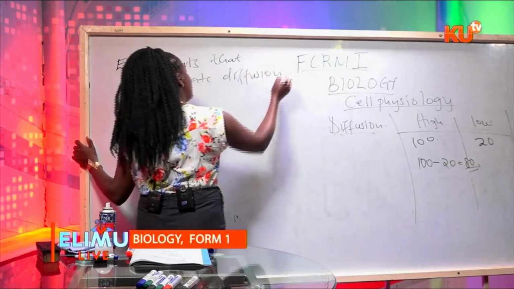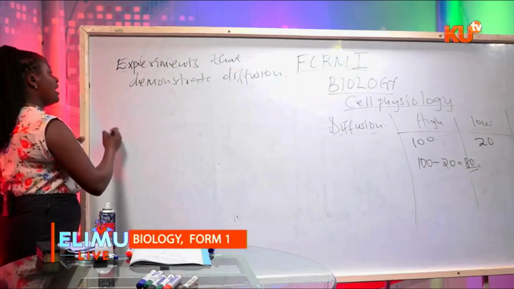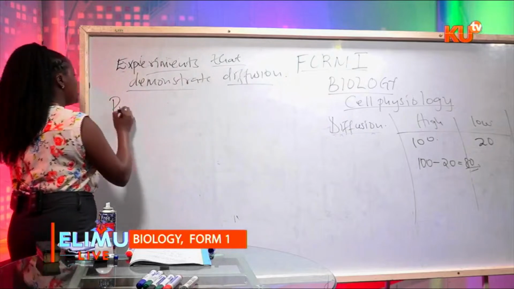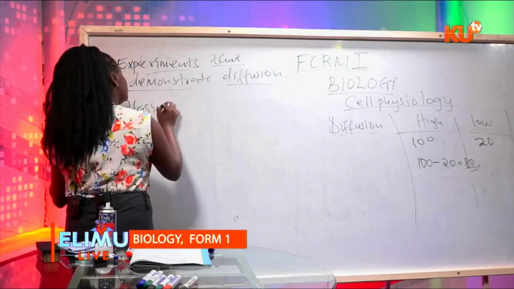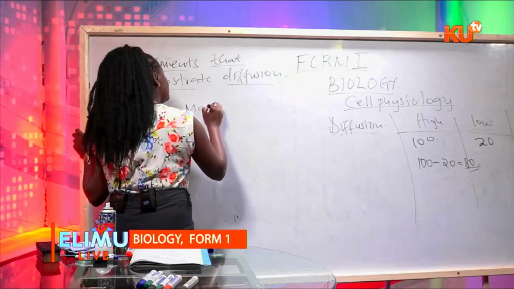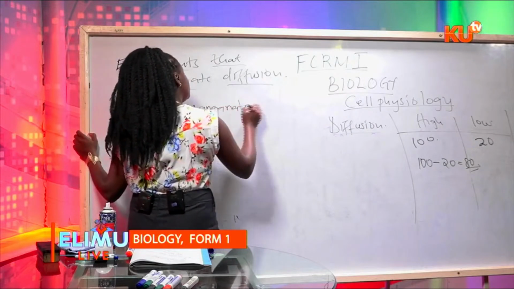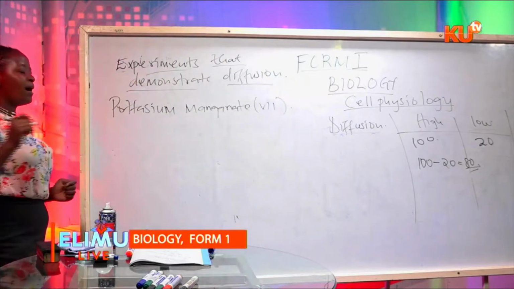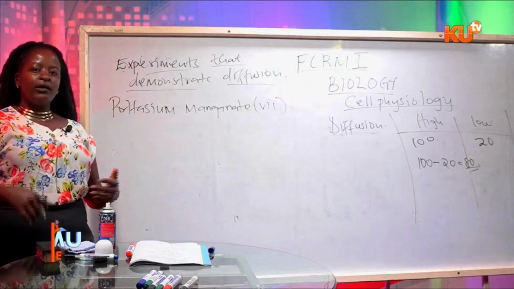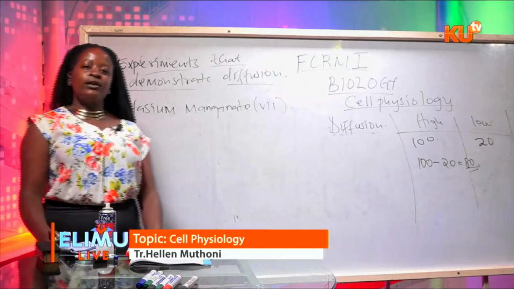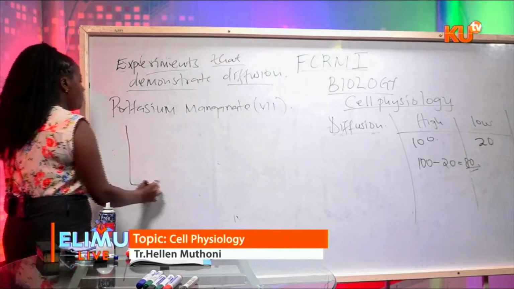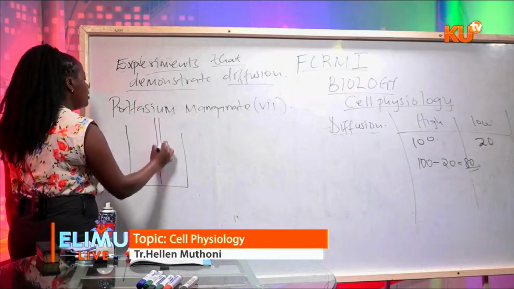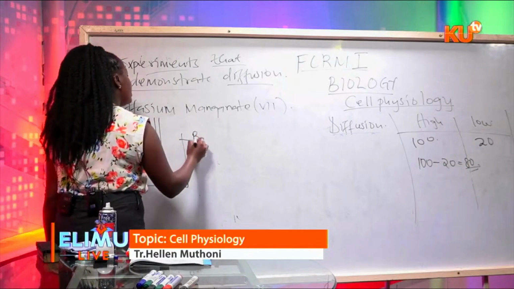The first experiment involves a chemical or a compound that is called potassium manganate 7. So potassium manganate 7 is purple in color, and how it is used to demonstrate diffusion: a crystal of potassium manganate 7 is put in a glass rod. This is a glass rod. This is a beaker, an empty beaker.